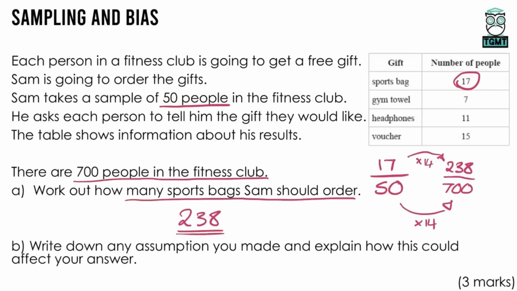Now this question says to write down any assumptions you made and explain how this could affect your answer. So in this type of question, we are assuming that the sample represents the rest of the people. If the sample does not represent the rest of the people, then our answer could be bigger or smaller. And notice how I emphasised the word answer. This is specifically asking you, how does it affect your answer? So we assume the sample represents the rest of the people. If not, our answer would be bigger or smaller. And there we go, that's sampling and bias.